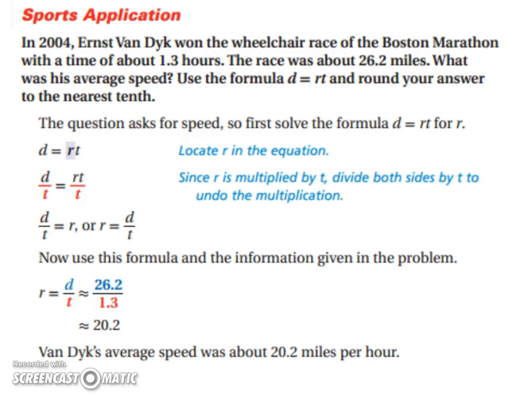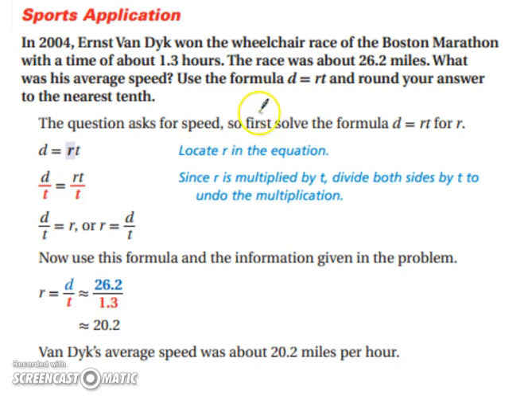In 2004, Ernest Van Dyke won the wheelchair race of the Boston Marathon with a time of about 1.3 hours. The race was about 26.2 miles. What was his average speed? Use the formula d equals RT, so distance equals rate times time, and round your answer to the nearest tenth. So the question asks for speed.